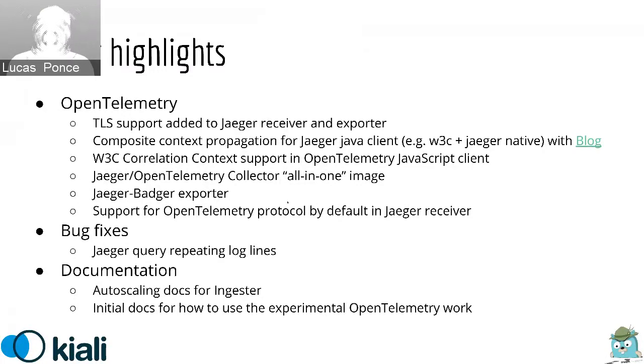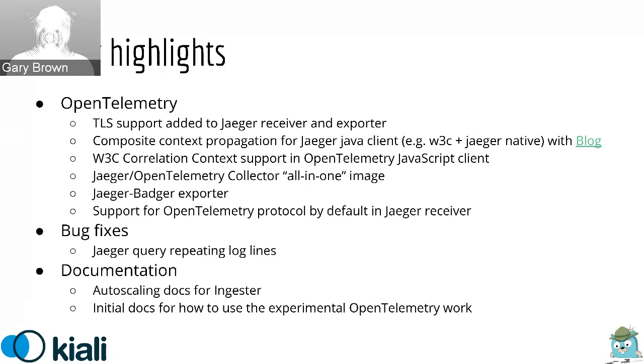Thanks. Yeah, so this sprint, there's no demo, but most of the time has been spent continuing the work on migrating Jaeger over to being based on OpenTelemetry. So here's a list of some of the work that's been going on. A lot of the work's on the collector side, so TLS support, building an all-in-one image that's equivalent to the image that we have now, but based on the OpenTelemetry collector. Supporting Badger as an exporter.